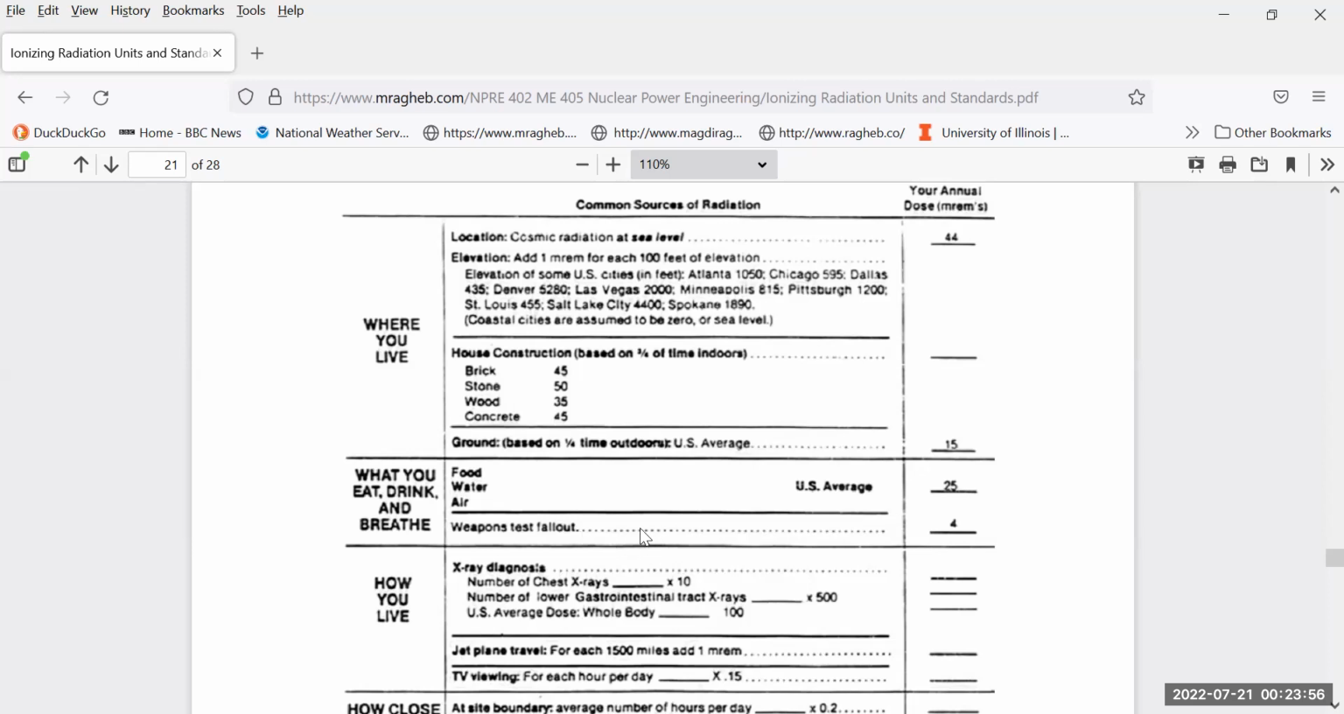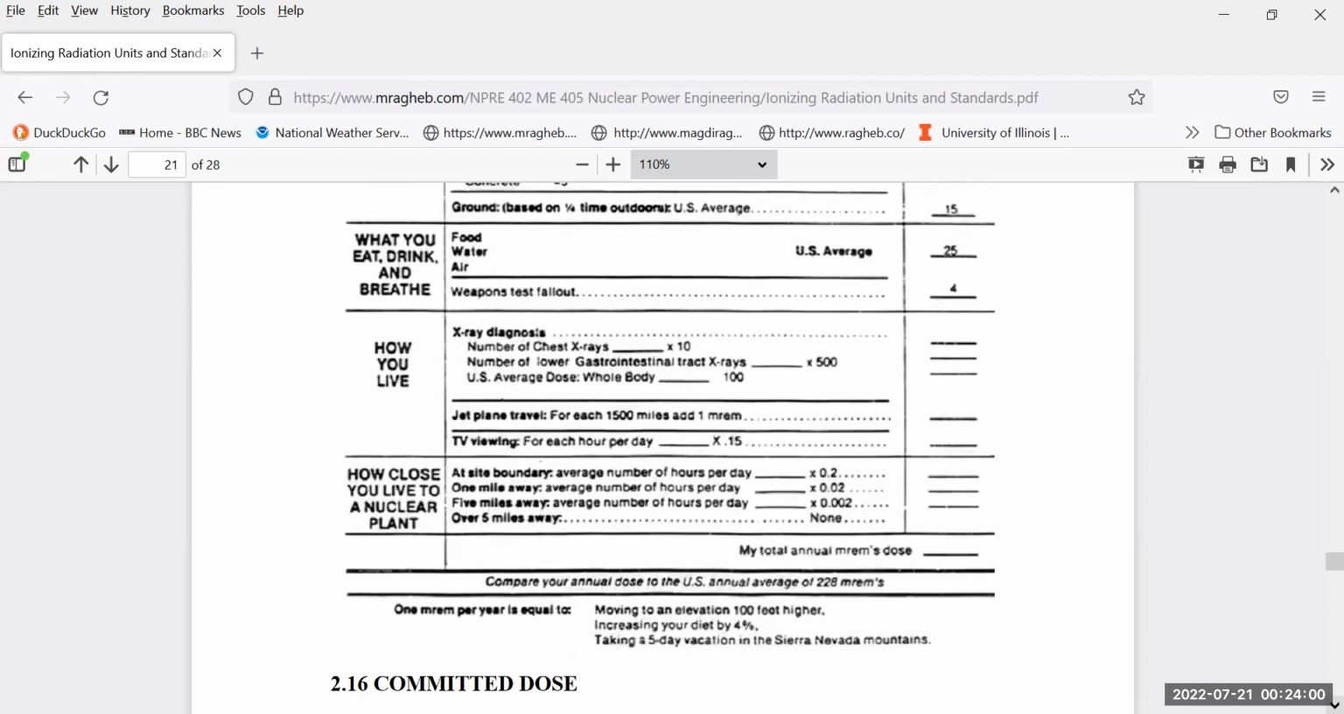As I suggested, the weapons fallout from the 1950s is still occurring. That's why nuclear testing has been banned after people discovered that they are really irradiating the whole environment. Gives us still 4 millirem per person per year.